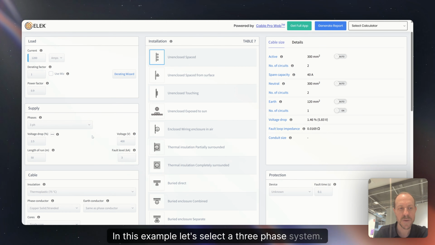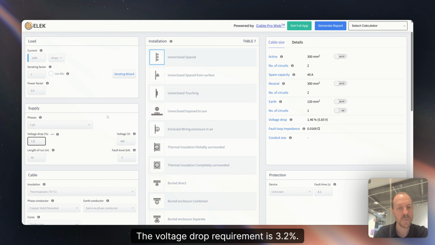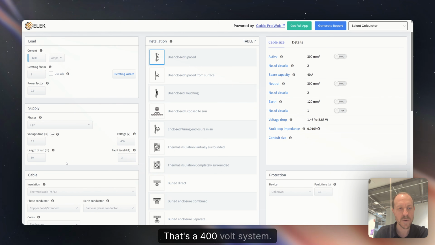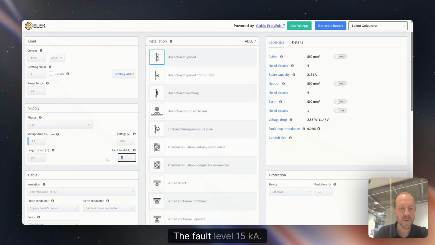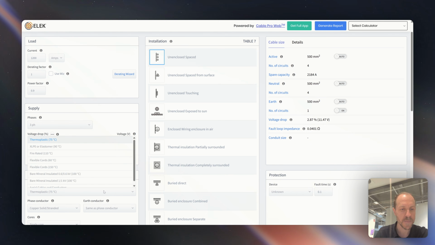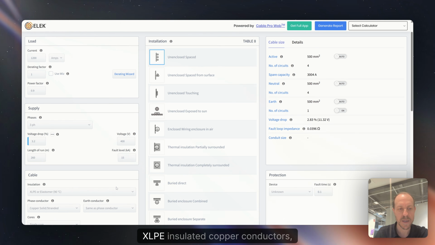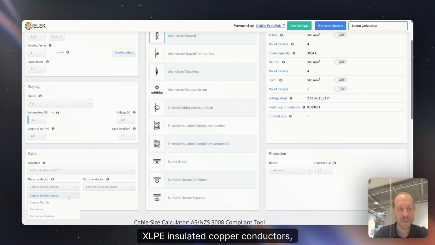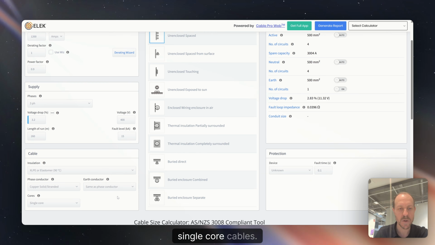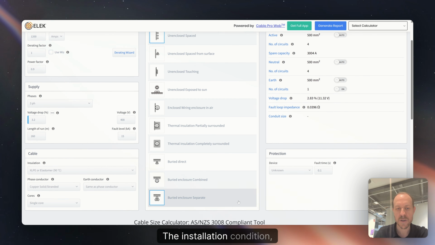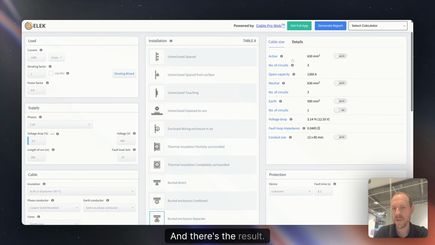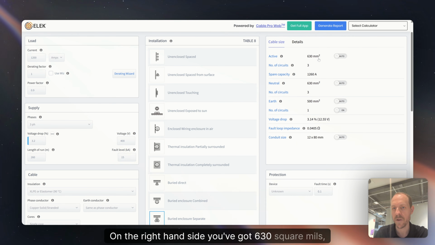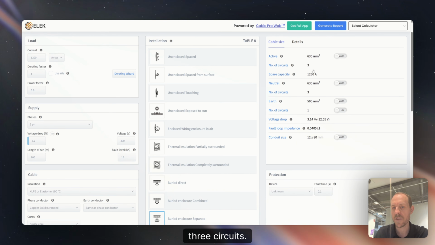Let's select a 3-phase system. The voltage drop requirement is 3.2%. That's a 400 volt system. The length of run, 260 meters. The fault level, 15 kA. The cable insulation, XLP insulated, copper conductors, single core cables, the installation condition, buried enclosure in separate ducts, and there's the result on the right-hand side. You've got 630 square mils, 3 circuits.